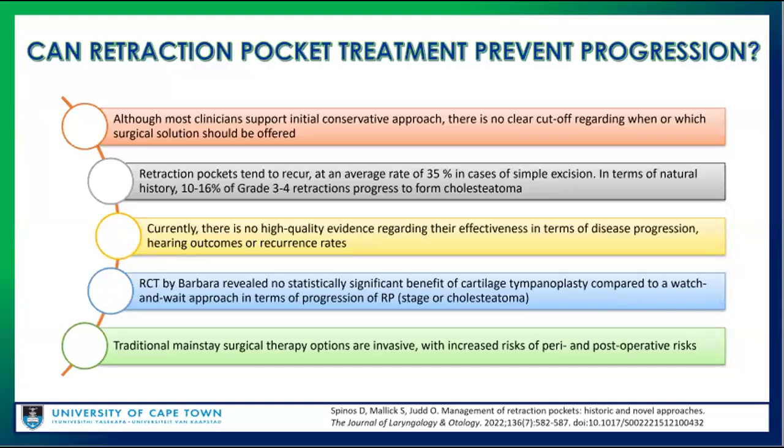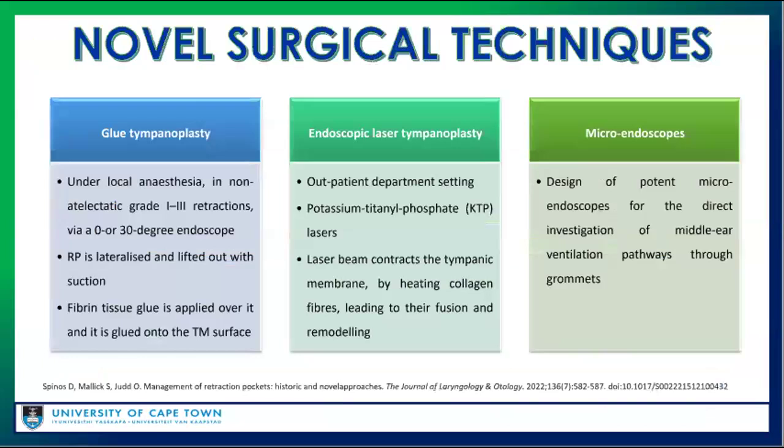There is currently no high-quality evidence regarding their effectiveness in terms of disease progression, hearing outcome, and recurrence rate. A randomized controlled trial by Barbara revealed no statistical benefit of cartilage tympanoplasty compared to the wait and watch approach in terms of progression of retraction pockets. And some argue that the surgical therapy could benefit. It is invasive and is associated with risk of peri- and post-operative complications. Nevertheless, the search is still ongoing.